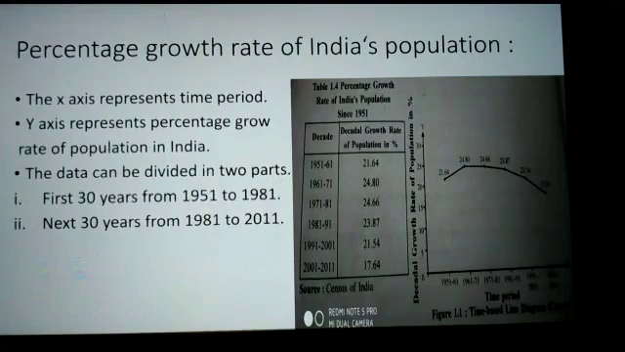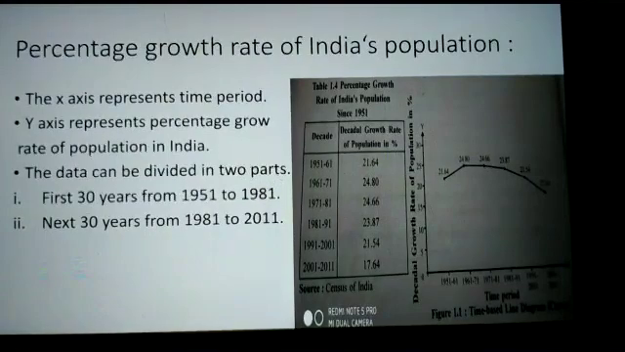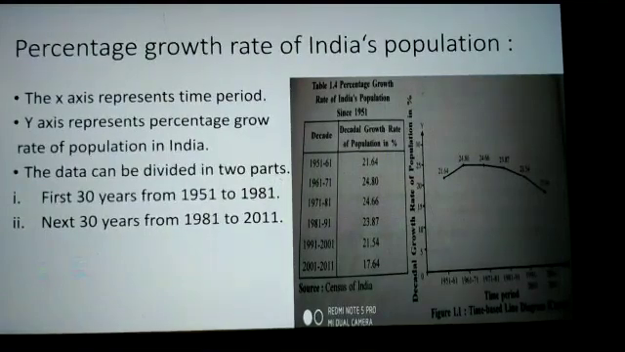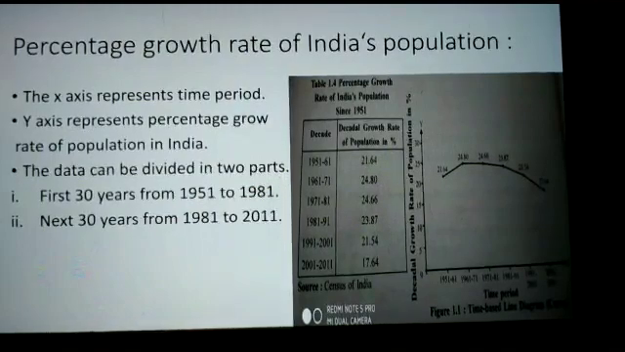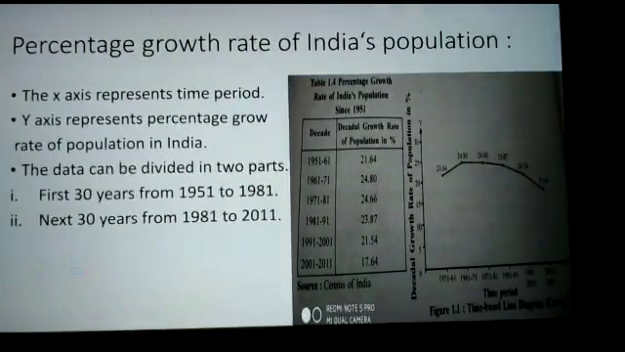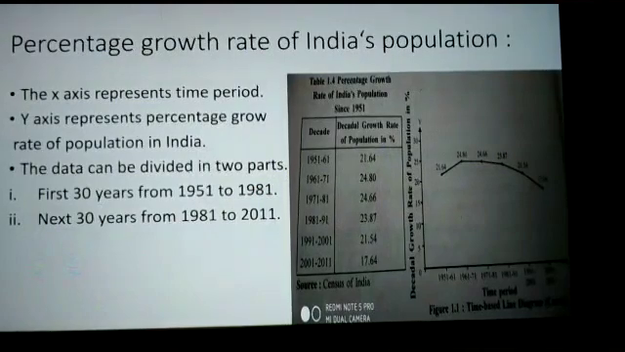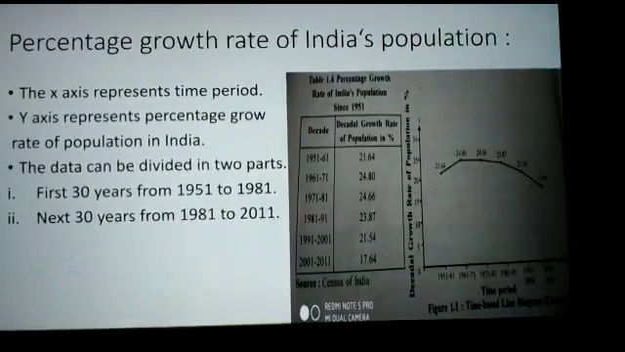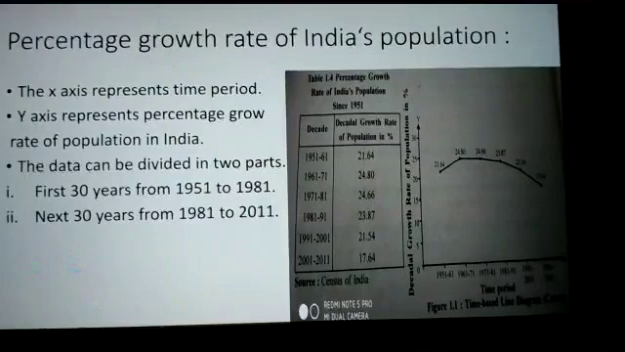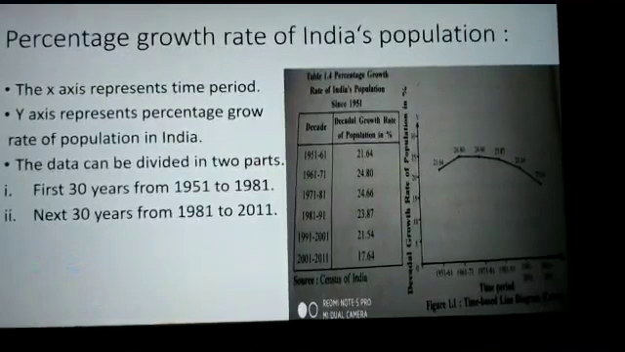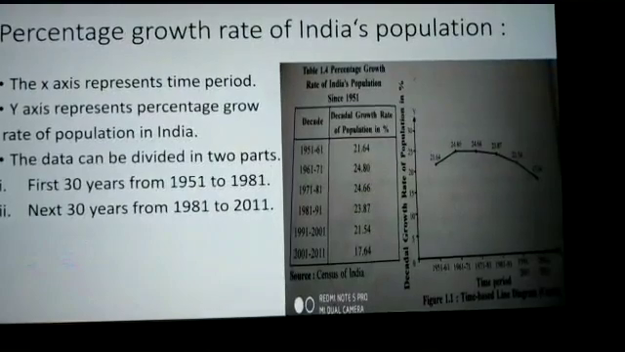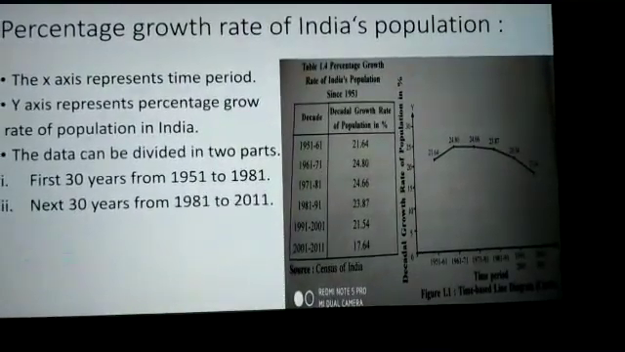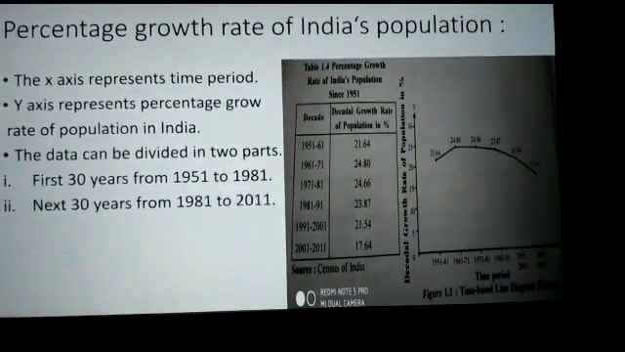The image of the percentage growth rate of population in India since 1951 is depicted. The source is taken from Census of India. We can see that the year is plotted on the x-axis and corresponding to the year the values are plotted on the y-axis. In 1951 to 61 the percentage growth rate of population was 21.64. So we can plot in the graph paper.